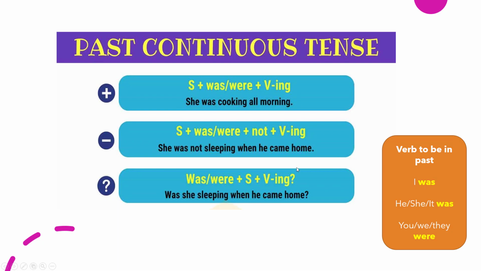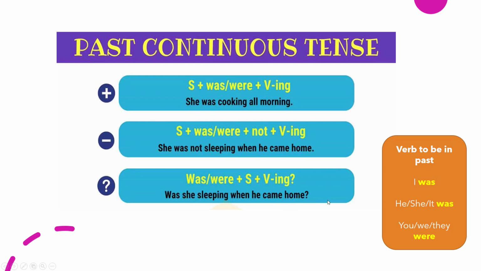And finally, the question. We're going to start the questions in past continuous with the verb to be in past, was or were. Then the subject, then the verb with the ing form, the complement, and the question mark, obviously. So let's see the example. Was she sleeping when he came home?